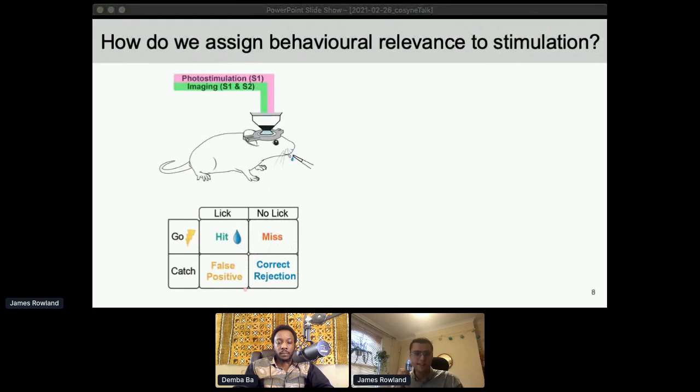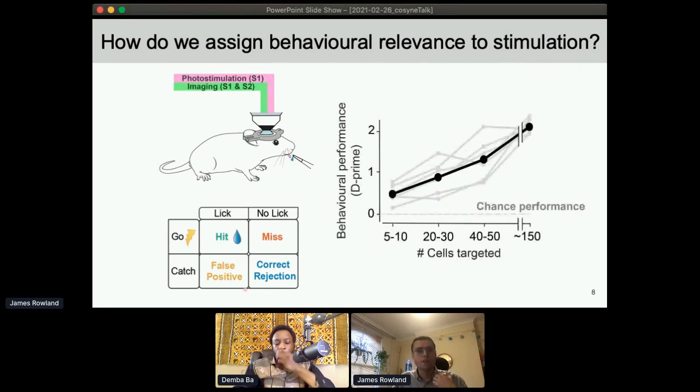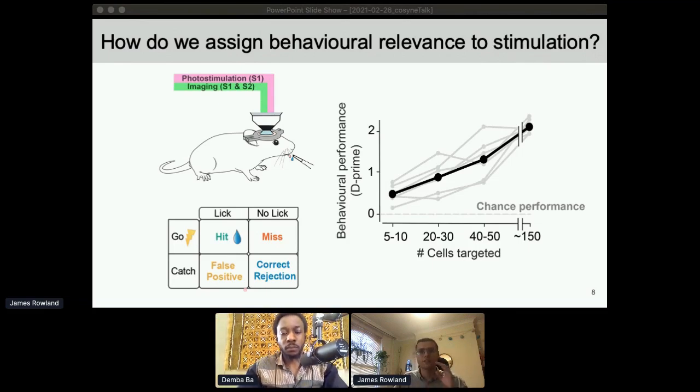So our goal when we design the experiment is to perform photostimulations that span through the perceptual threshold of the animal. So on some trials, the stimulation is perceived, and on some trials it's not. And we do this by varying the number of cells stimulated on a trial-by-trial basis. And this allows us to generate a psychometric curve of the animal's performance against the number of cells we photostimulate. And animal performance is quantified using the D' metric, which tells us how much more likely the animal was to lick on go trials versus catch trials, where a D' of 0 is chance. And as we can see, the animal is able to reliably detect activation of between 30 and 40 neurons.